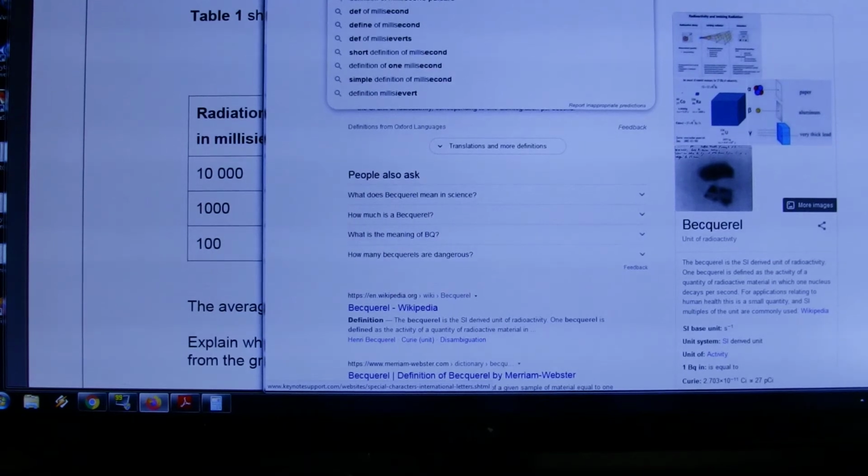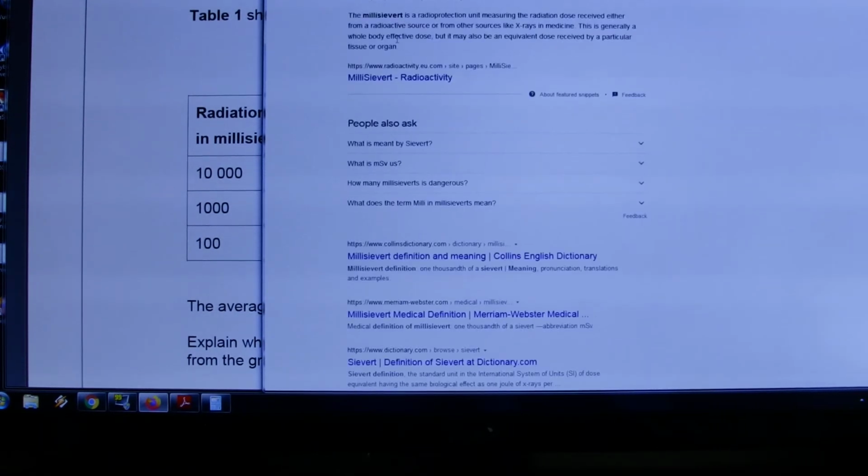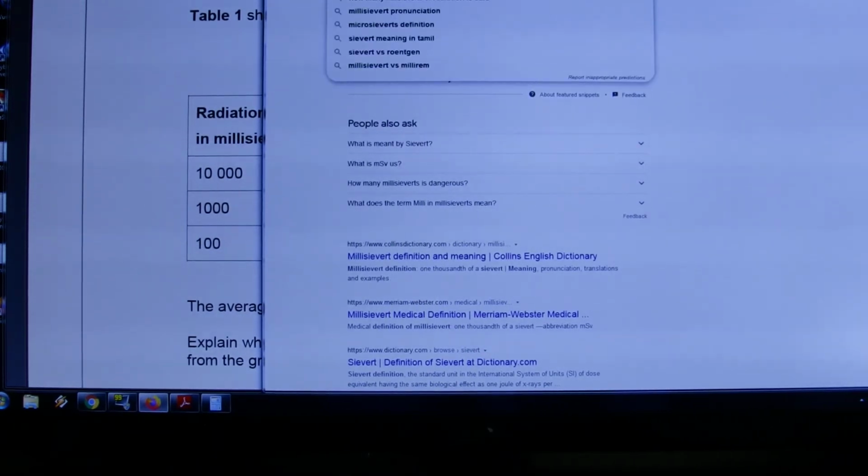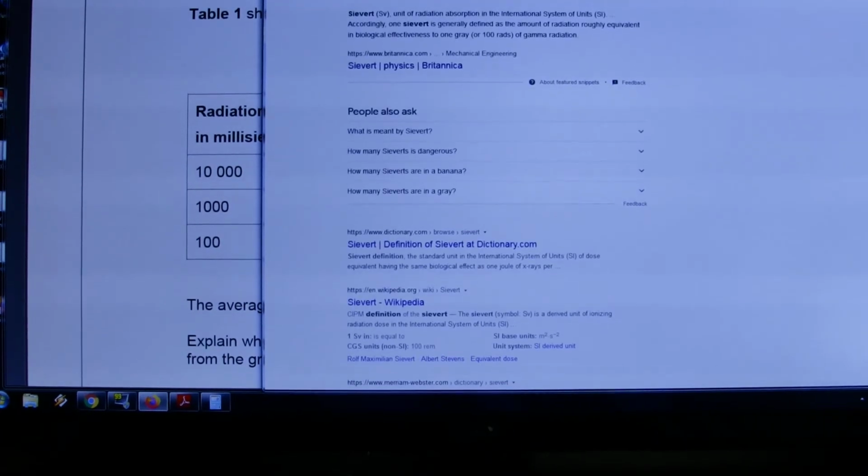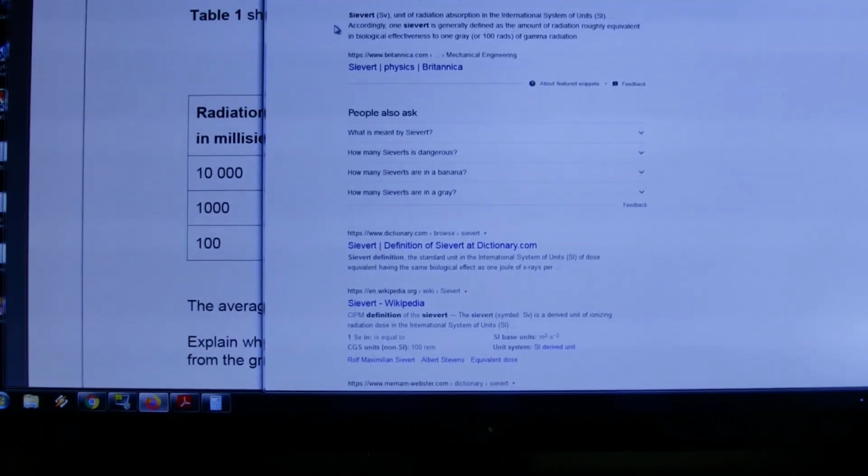I like the way it's all seconds. Oh no, there we go. Millisieverts. A radio protection unit measuring the radiation dose received either from a radioactive source, blah, blah, blah, blah. Whole body effective dose. Thank you, that tells me exactly what it is. A seventh of a sievert. Marvellous, I could have guessed that much. Well, let's knock milli out of the definition and see what the definition of a sievert is. Oh, great. To 1 gray or 100 rads.